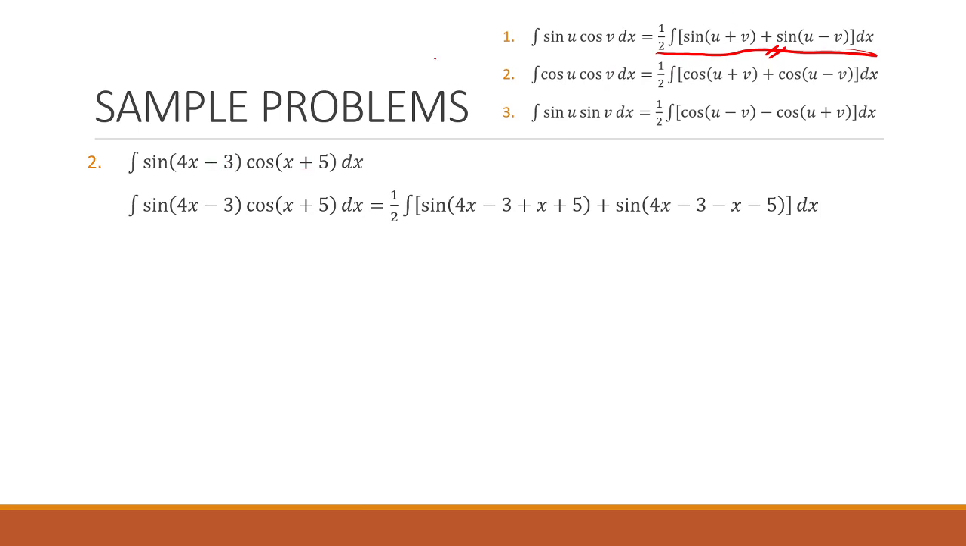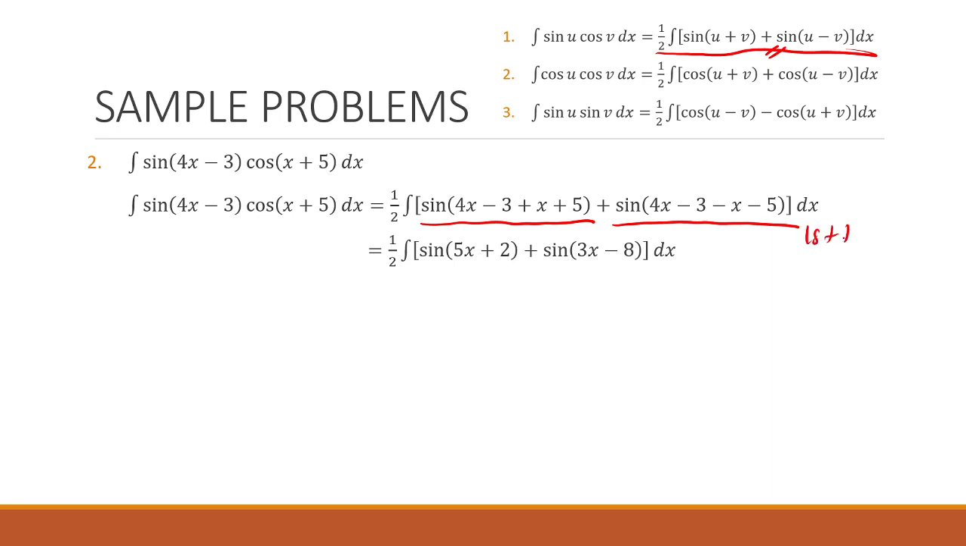So add the two arguments for the first term, and then take the difference for the second term, so sine u minus v. Then simplify, combine like terms. Then again, u sub. So for the first term, u is 5x plus 2, therefore du is 5 dx. Then for the second term, u is 3x minus 8, so du is 3 dx.